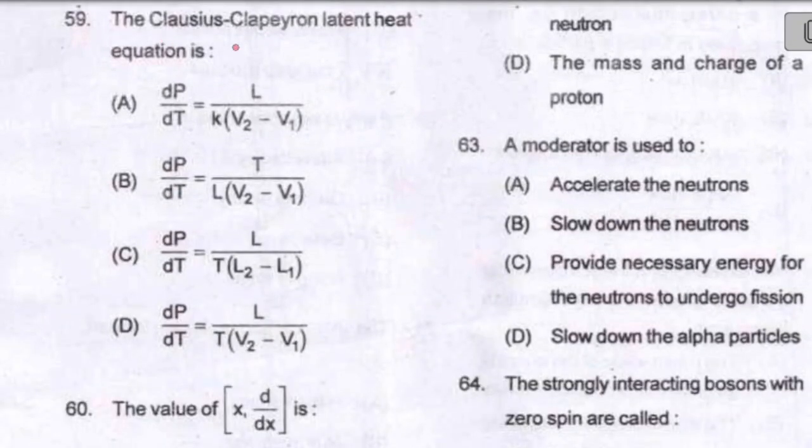Next, 59. The Clausius-Clapeyron latent heat equation is dP by dT equals L by T(V2 minus V1). Okay, so D is your correct option.